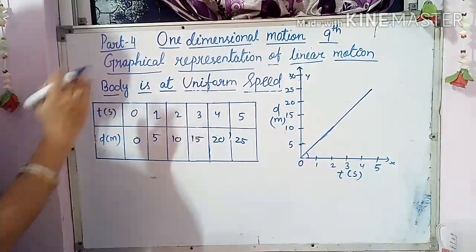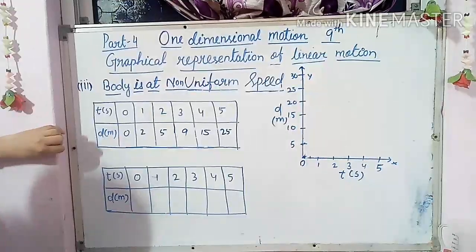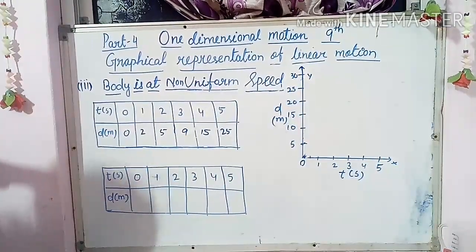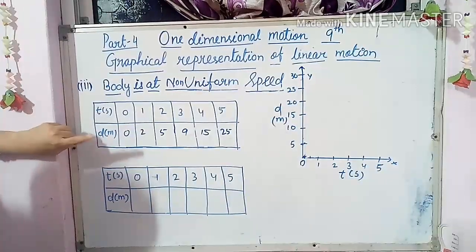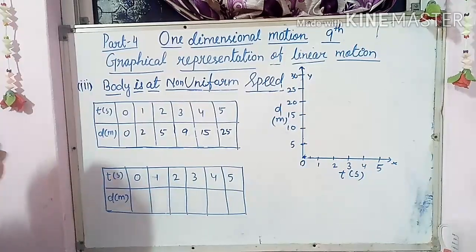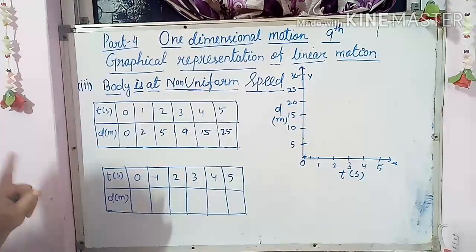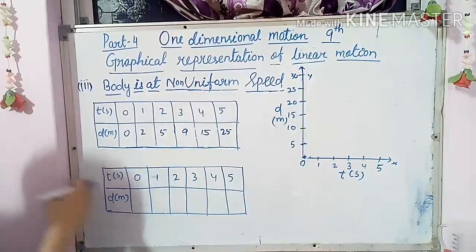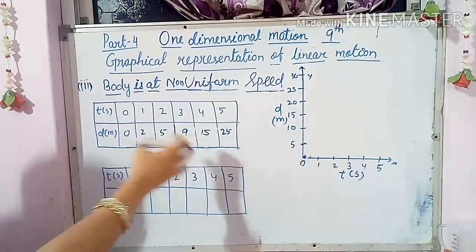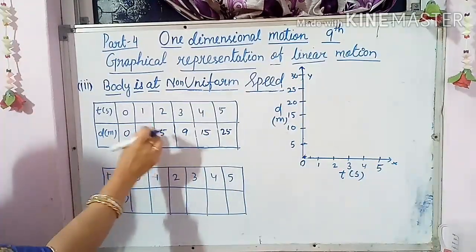Now children, see for 1 second. After that we will go for the next condition. Now children, the third condition is body is at non-uniform speed. For this you have to recall the definition of non-uniform speed. There I have taught, in non-uniform speed your time interval is the same, but the distance traveled by the body is not the same. Now see here, two conditions will arise. Whatever distance is traveled by the body is increasing, but it is increasing non-uniformly. The interval is not the same.